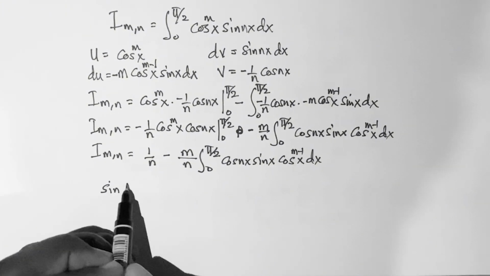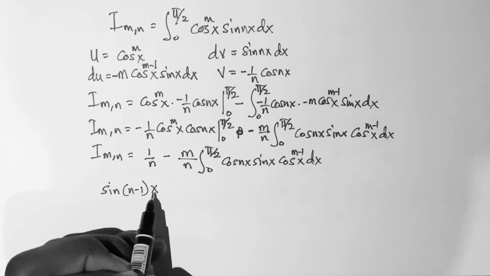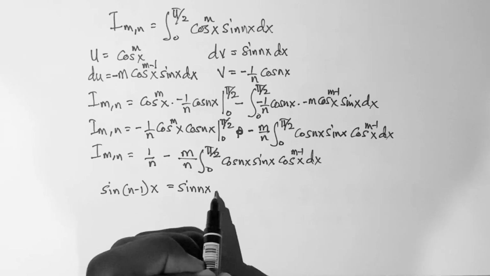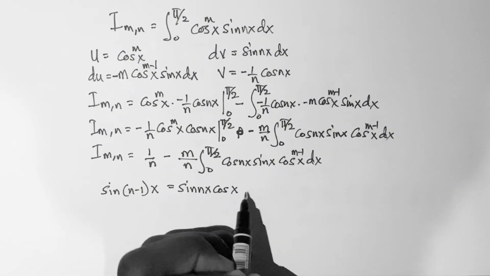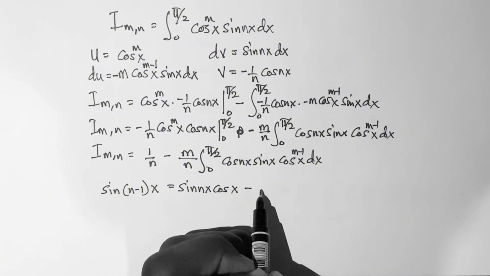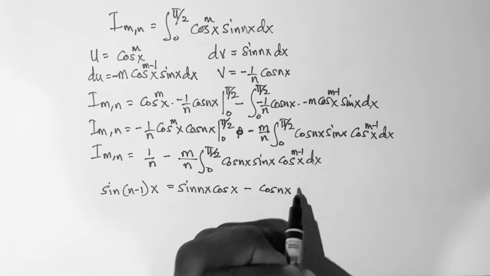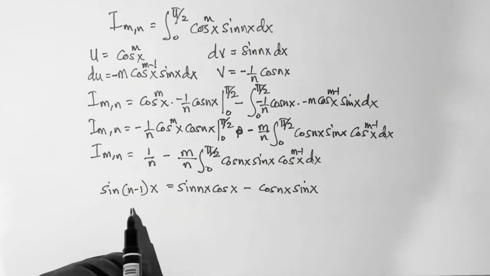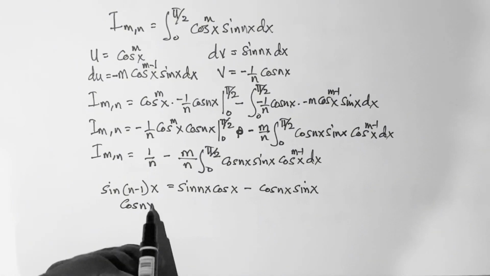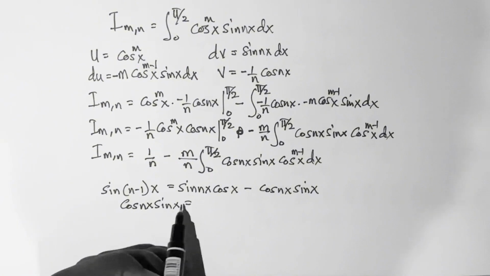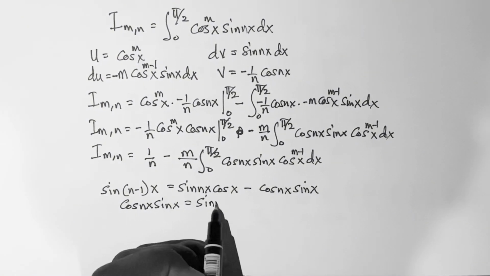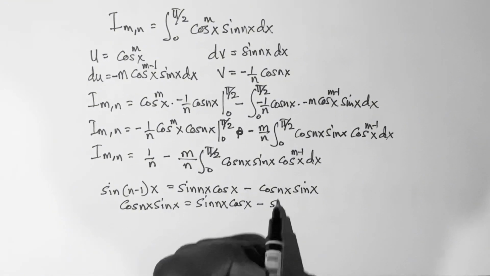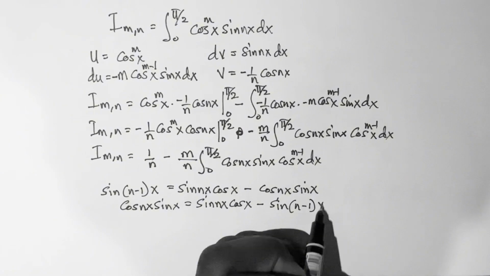What is the expansion of sine n minus 1 x? This is the same as sine nx cos x, then minus cos nx sine x. So you see that we have cos nx sine x here. So let's make this the subject. So cos nx sine x is equal to sine nx cos x, and then minus sine bracket n minus 1 x.